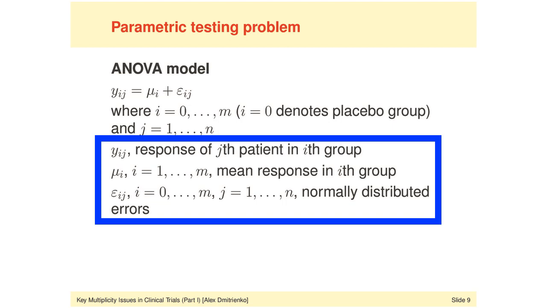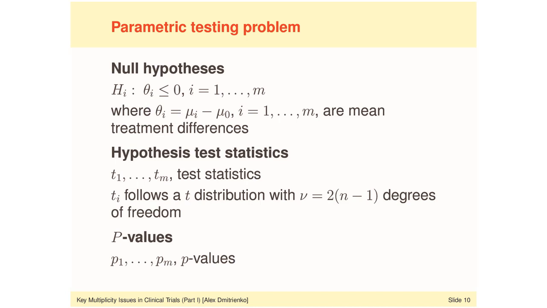j goes from 1 to n. And once again, we assume here a balanced design with n patients in each treatment group in this trial. So this is the underlying parametric model. The joint distribution of the responses is known, they are independent, and the marginal distribution is normal. And the parametric testing problem is defined in terms of the parameters in this model.